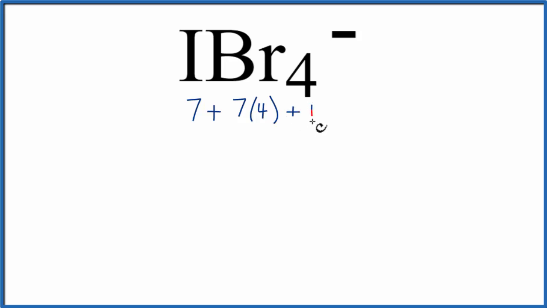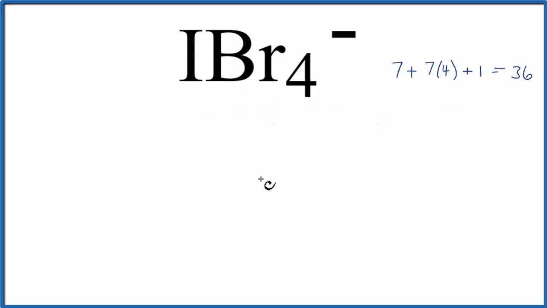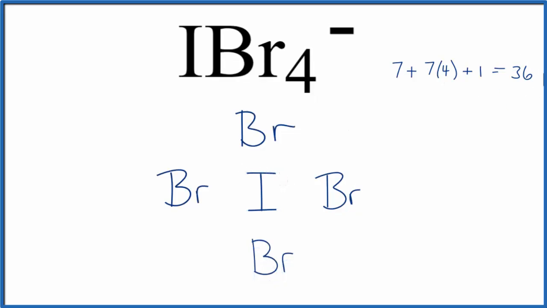So we'll add that additional electron, and we have 35 plus 1, 36 total valence electrons for the IBr4- Lewis structure. So we'll put the iodine in the center of the Lewis structure, and then we'll put bromines around it. We have 4 of them. So we have a total of 36 valence electrons. We'll put pairs of electrons between the atoms to form the chemical bonds.